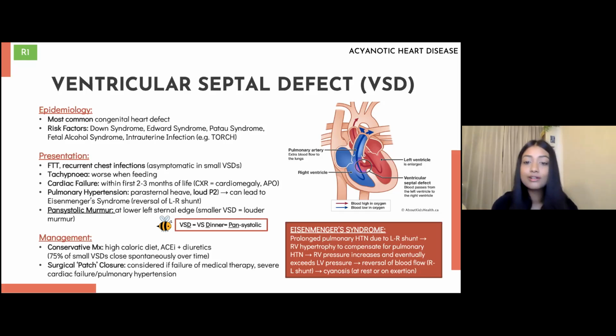So this will cause a reversal of the pressure gradient. And now these patients actually have a right to left shunt that will cause cyanosis. Depending on the severity, this can be just on exertion or at rest. And if this complication has occurred, it's quite a poor prognostic sign and indicates that the congenital heart disease they have is quite severe and they will need more advanced management.